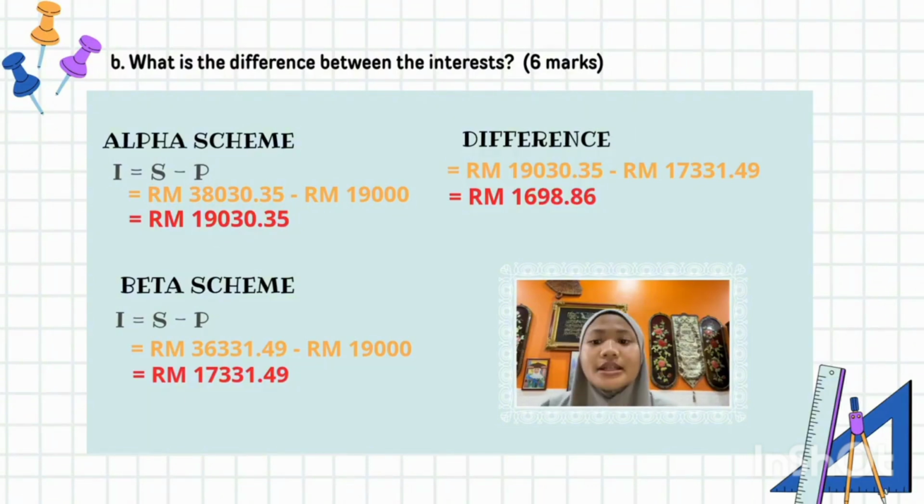To conclude the question, we calculate the final difference between the two interests by subtracting the lower interest from the higher interest. The difference, which is 90,030 ringgit 35 cents minus 70,331 ringgit 49 cents, we will get 1,698 ringgit 96 cents. That's all from me.